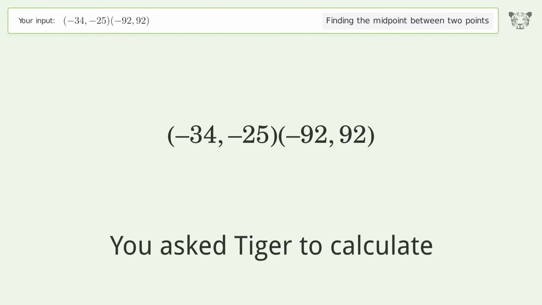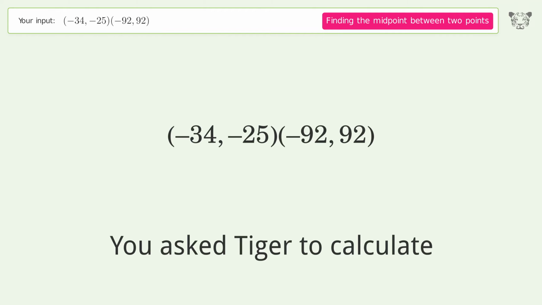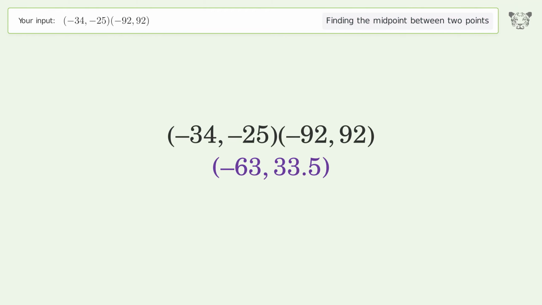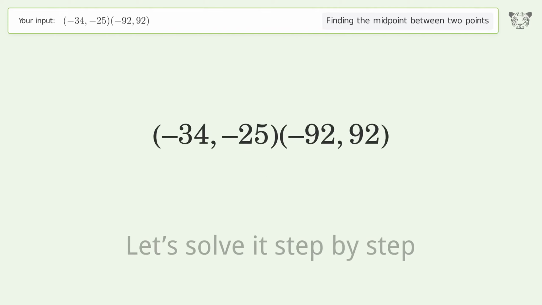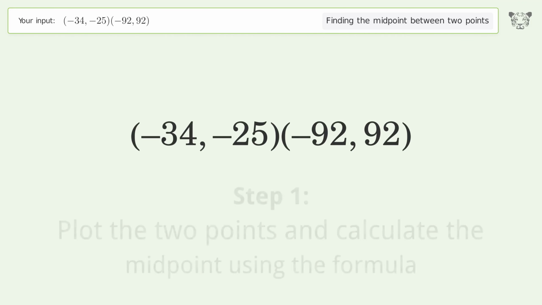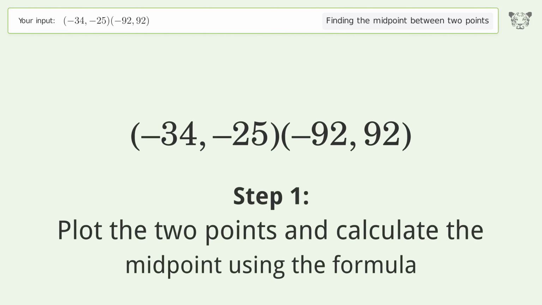You ask Tiger to calculate. This deals with finding the midpoint between 2 points. The midpoint between the 2 points is negative 63, 33.5. Let's solve it step by step. Plot the 2 points and calculate the midpoint using the formula.